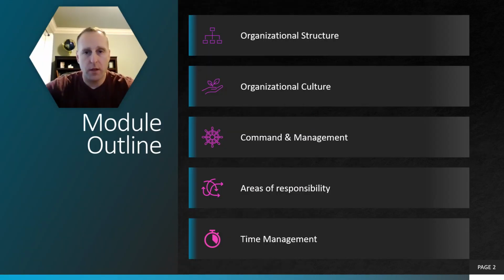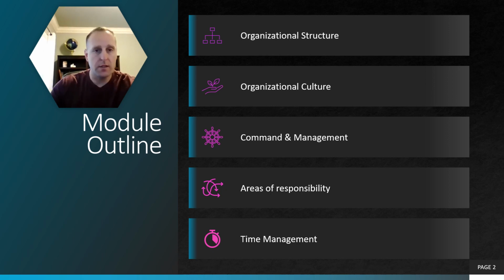All right, so this week we're going to dig into what some police organizational structures look like and how the organizational structure of a police department is going to influence how the agency operates. That will also feed into the organizational culture, command and management, what we mean by those terms, and some different terms associated with that supervisory role. Areas of responsibility, what is an officer in different ranks within law enforcement, and what does each of the ranks do? And then we'll talk briefly about some time management concerns in law enforcement.